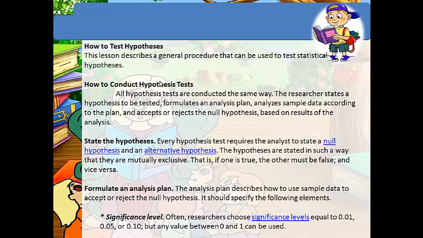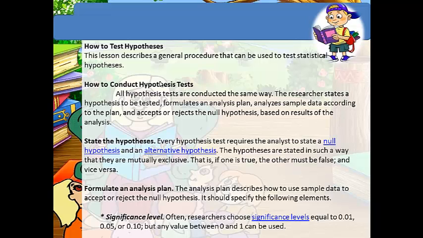This lesson describes a general procedure that can be used to test statistical hypotheses. How to conduct a statistical hypothesis test: all hypothesis tests are conducted the same way. The researcher states a hypothesis to be tested, formulates an analysis plan, analyzes sample data according to the plan, and accepts or rejects the null hypothesis based on the results of the analysis.